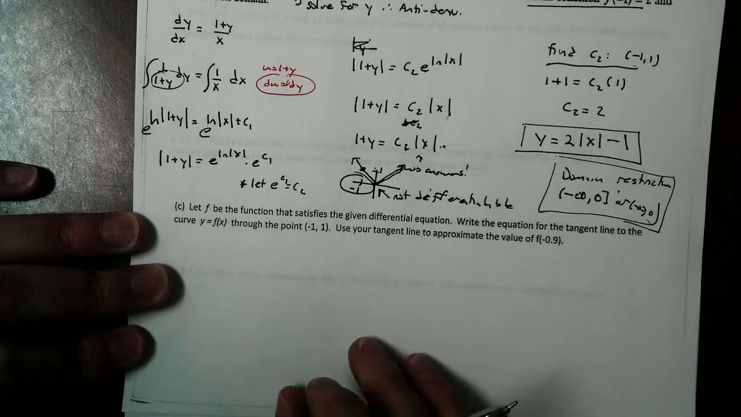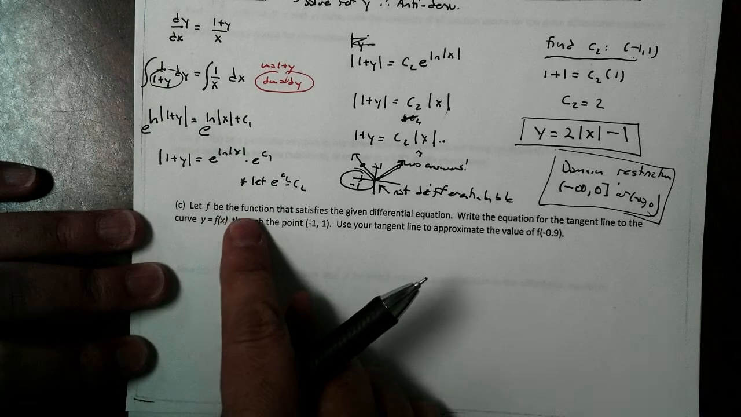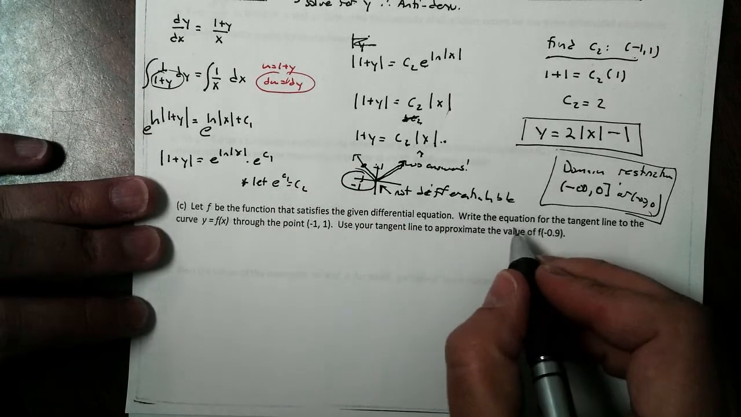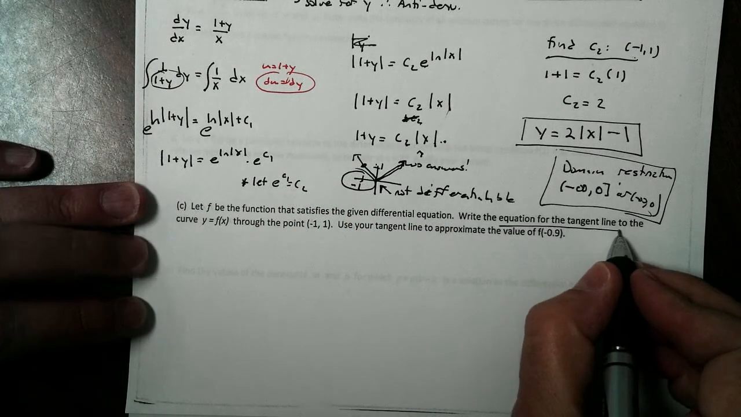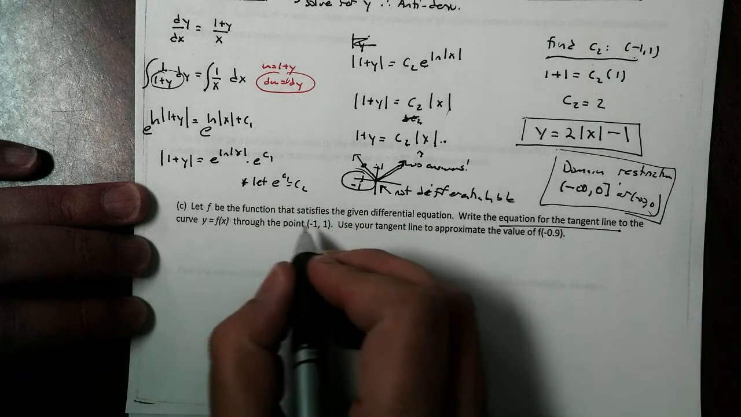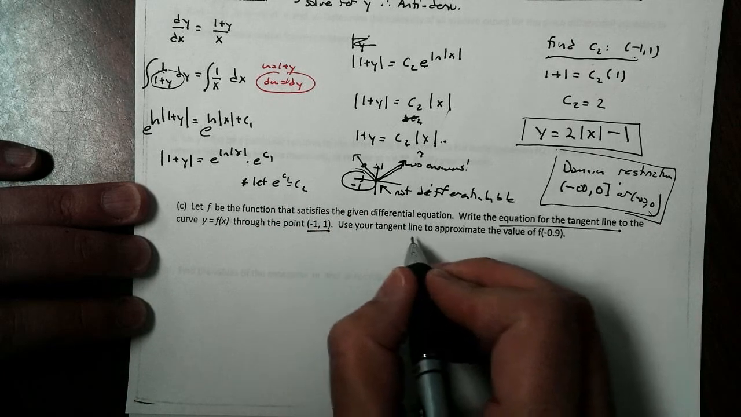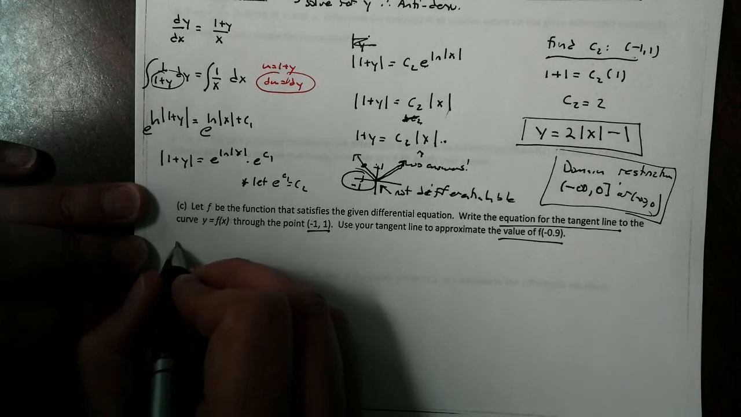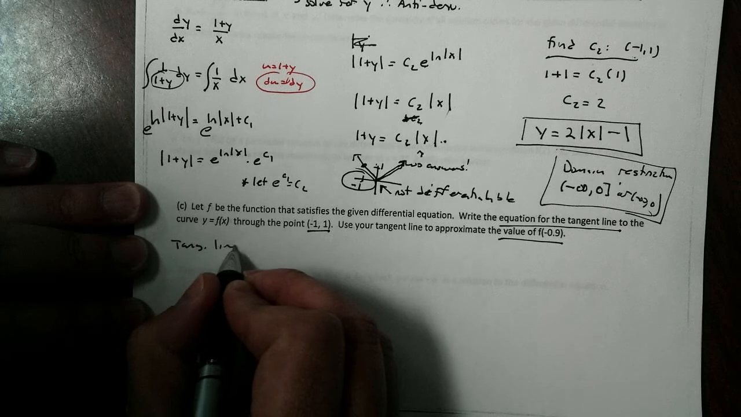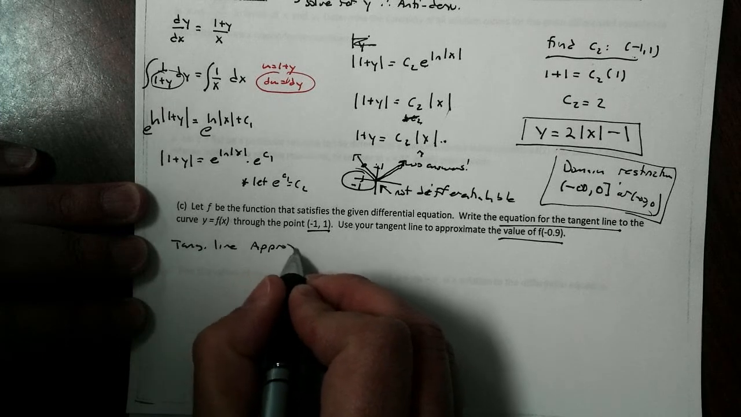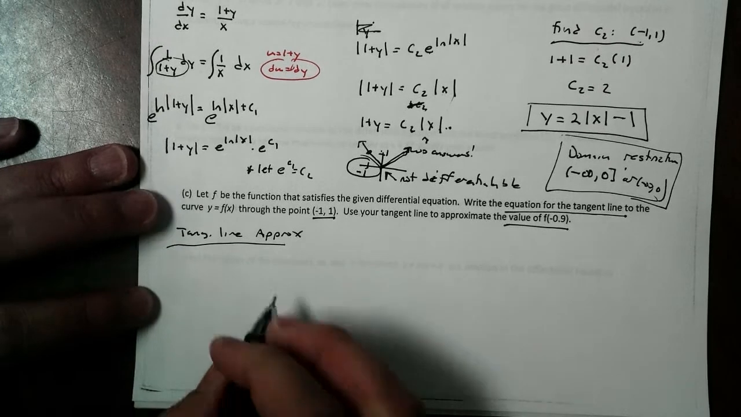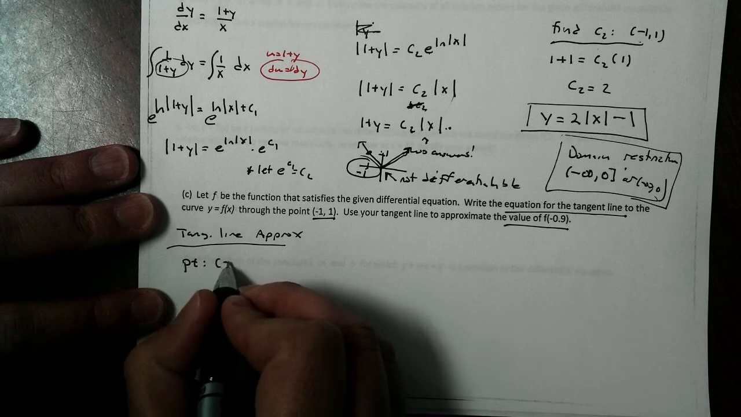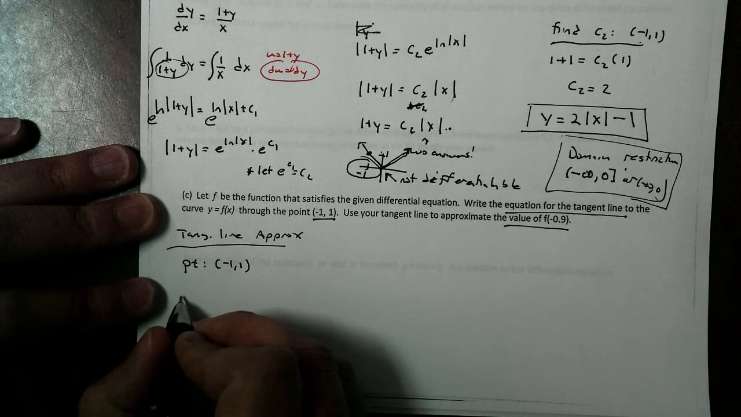All right, the last part, part C for this example, says let f be a function that satisfies a given differential equation. Write the equation of a tangent line to the curve at the point negative 1, 1, and use it to approximate the value. So this is just our tangent line approximation. We've done lots of these. It's been a while, so let's review this. Well, with a tangent line, there are two things we need. We need a point, which they've given us, and we need the slope.